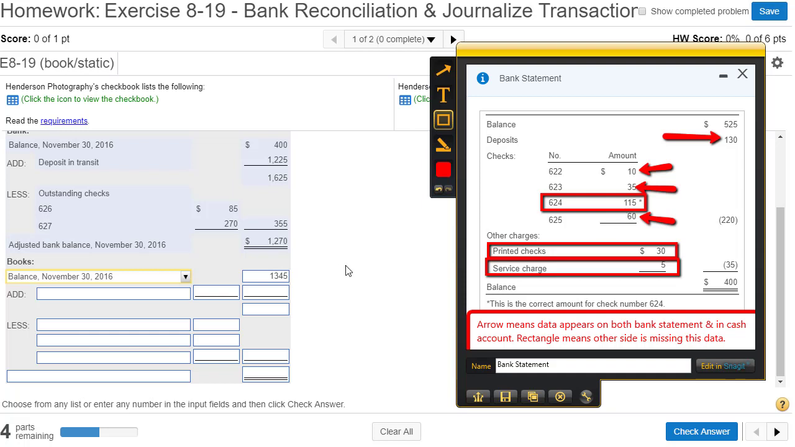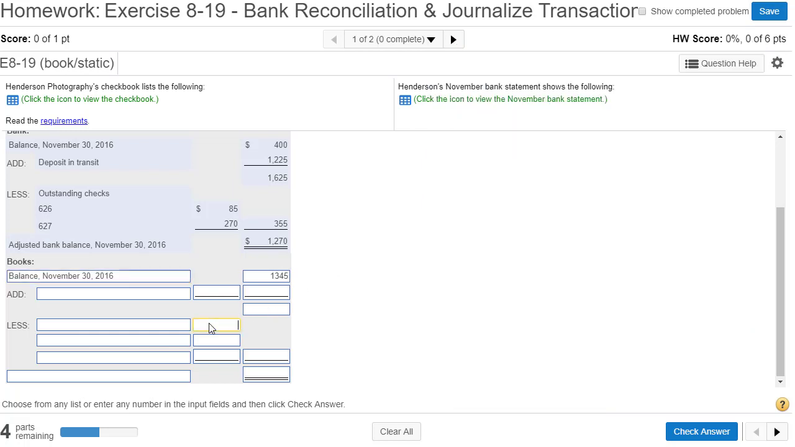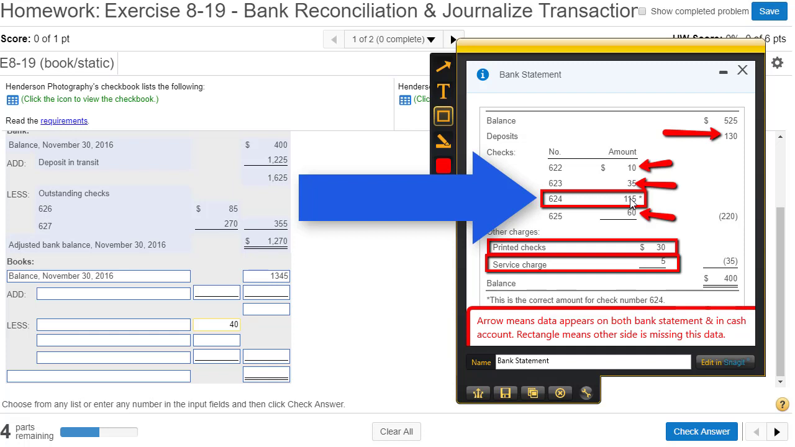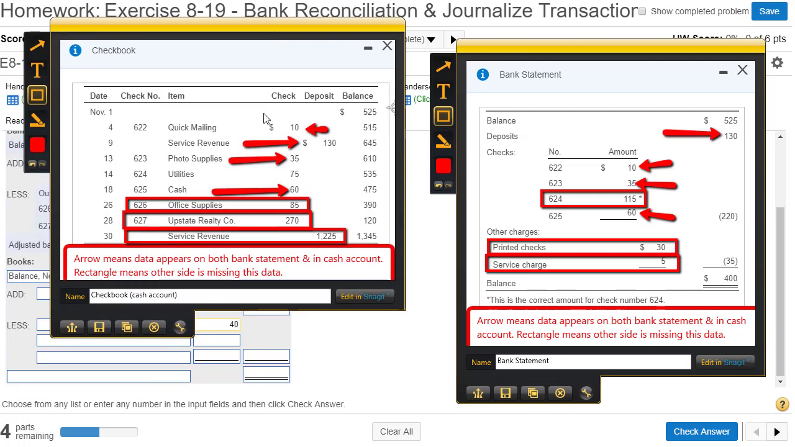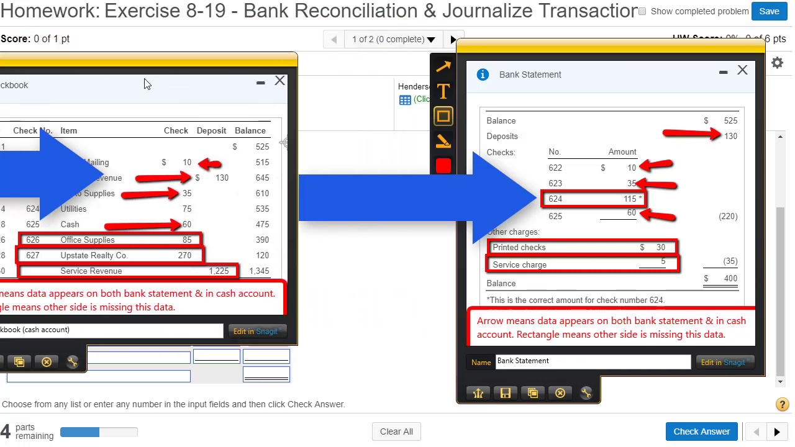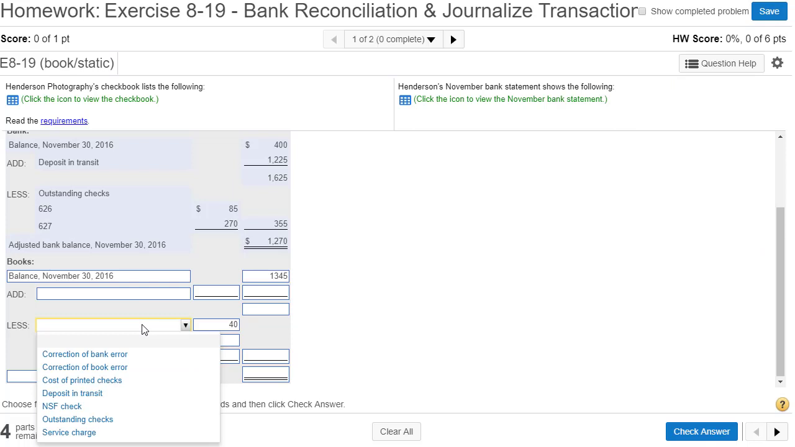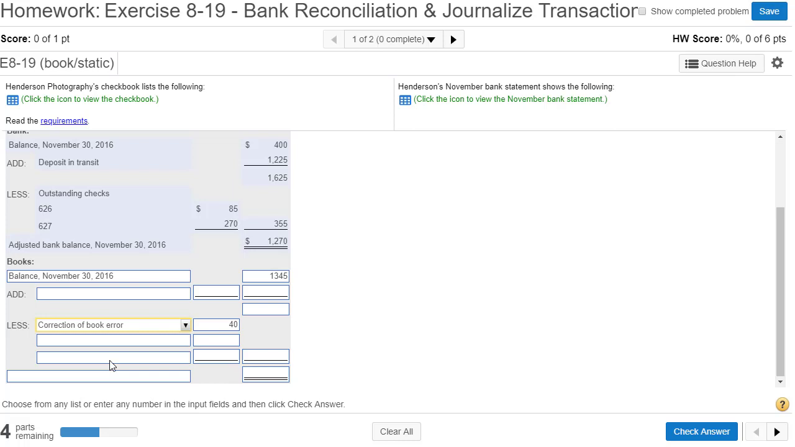So we have to put in 40, and the reason I'm putting it under the less side is this was a check. So we have to subtract $40 more to go from the 75 we wrote it to have a total subtraction of 115. And so the explanation of that is correction of book error. Remember, we made the error on our books, so that's why we're correcting it on the book side. It's not a bank error.